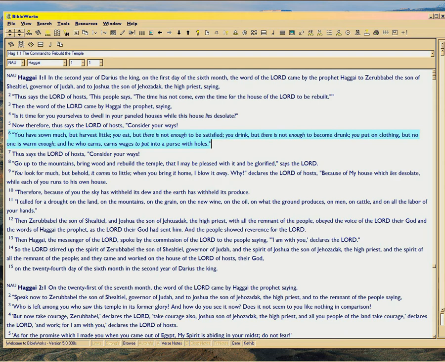It's not wrong to earn wages. That's moral. But it went right through their fingers. Because why? Because they're busy focusing on their own moralities and neglecting what? God's house.